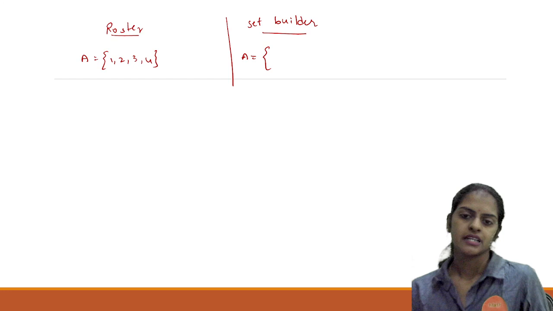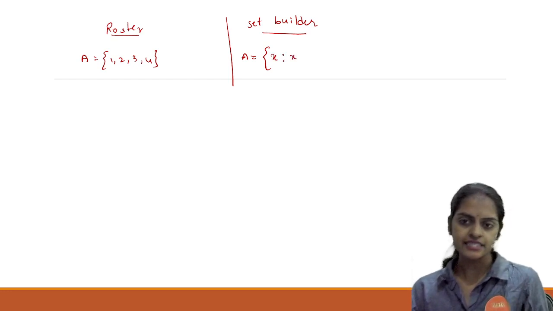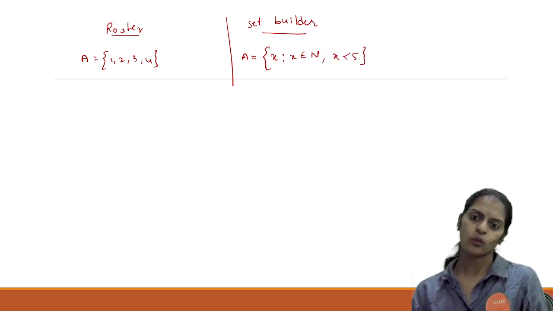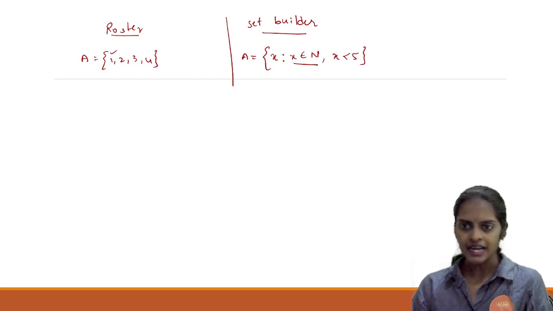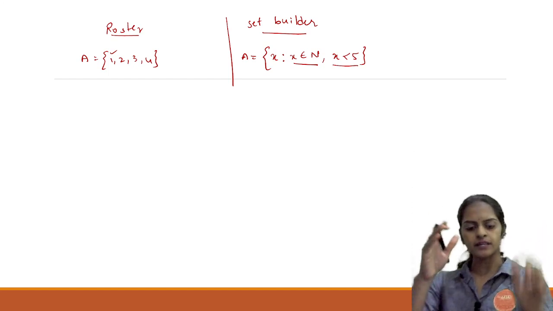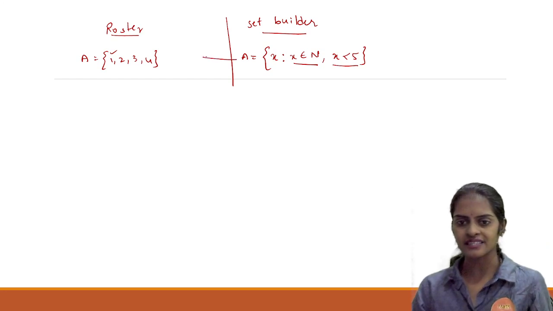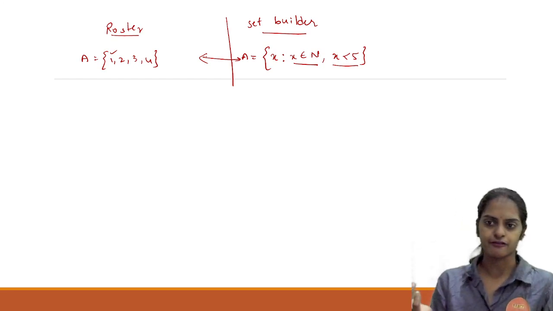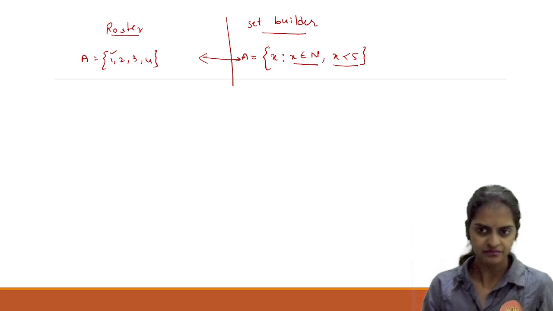So, suppose it is denoted like this. A is a set containing element X such that X is a natural number, it belongs to natural numbers, and this X is less than 5. What does it mean? X belongs to natural numbers means it has to start from 1 and is less than 5. So, starting point and ending point is defined. Okay, so if I want to write the roster form, see, this is the roster form. 1, 2, 3, 4 is the roster form and set builder form. Is it clear now? What is roster, what is set builder is clear to you?